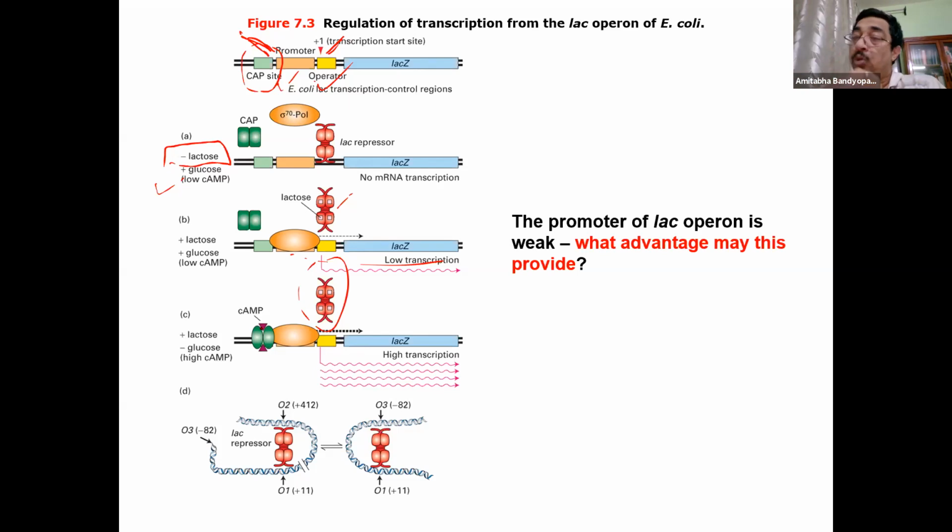Okay, so that way you get a rapid increase in transcription level of the lac operon when there is only lactose and no glucose. Because there is no glucose, cyclic AMP level is high, and because cyclic AMP level is high, CAP protein is bound to the CAP site, which in turn, through its interaction with RNA polymerase, recruits it to the lac promoter, and then transcription happens. Okay?